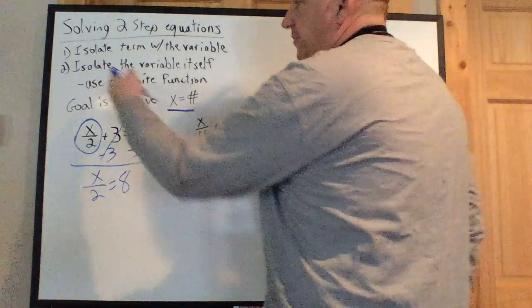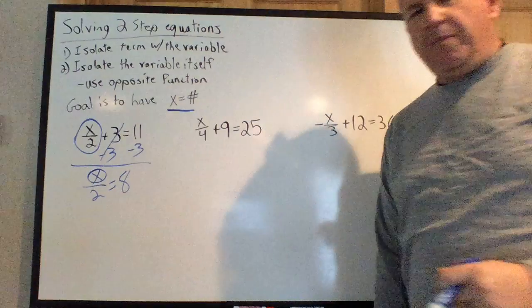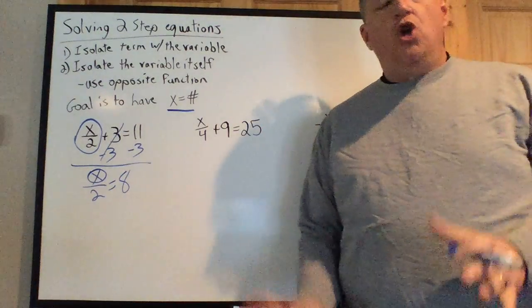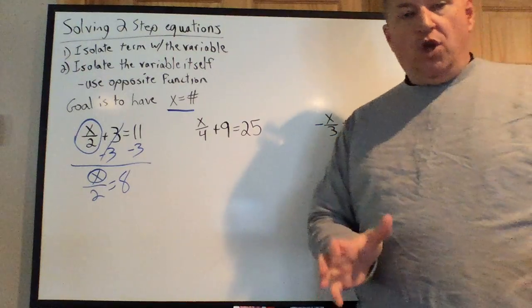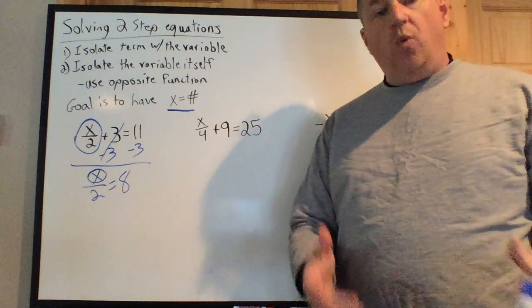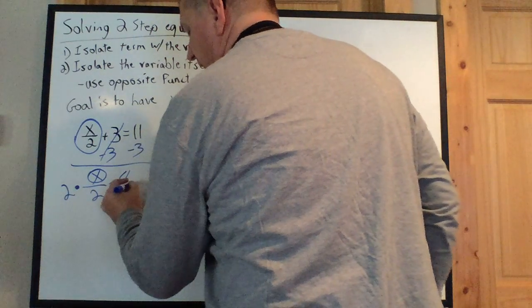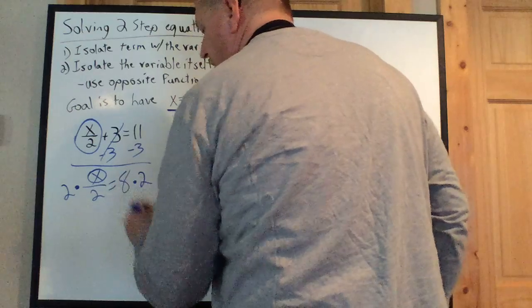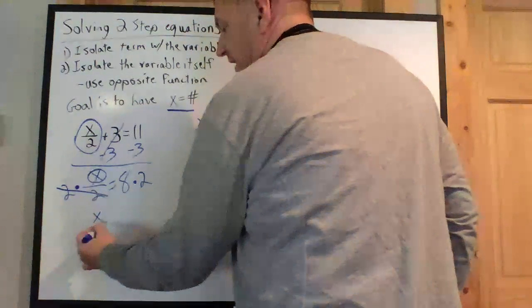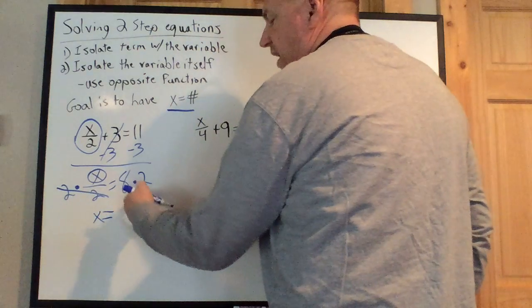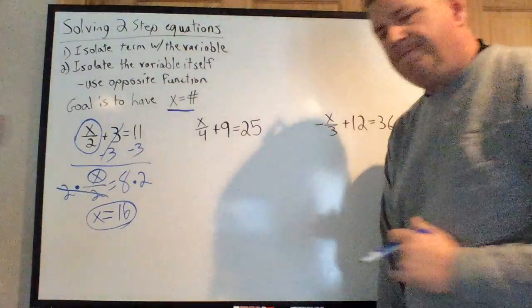So now in step 2, it says to isolate the variable itself. There's my variable, and there's my protective force field that protects the x. So what is happening to that x? It is being divided by 2. How do we undo divide by 2? We multiply by 2. I'm going to multiply by 2 on the left side and on the right side. Those 2's end up canceling each other out. I'm left with x equals 8 times 2, which gives me 16. That becomes my final answer.